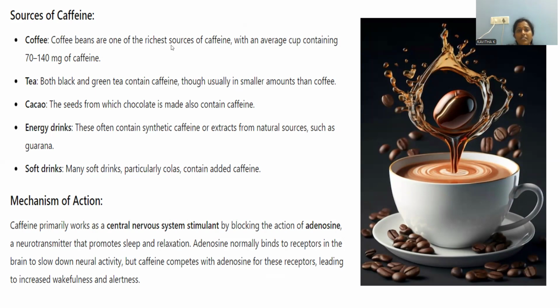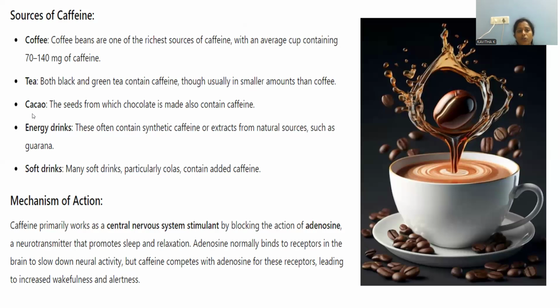Coffee beans are one of the richest sources of caffeine, with the average cup of coffee containing 70 to 140 milligrams of caffeine. Caffeine content is most enriched in coffee, so this is the source we can notice. Tea: both black and green tea contain caffeine, and smaller amounts are present in other teas as well, and tea is also accompanied by that stimulating property.